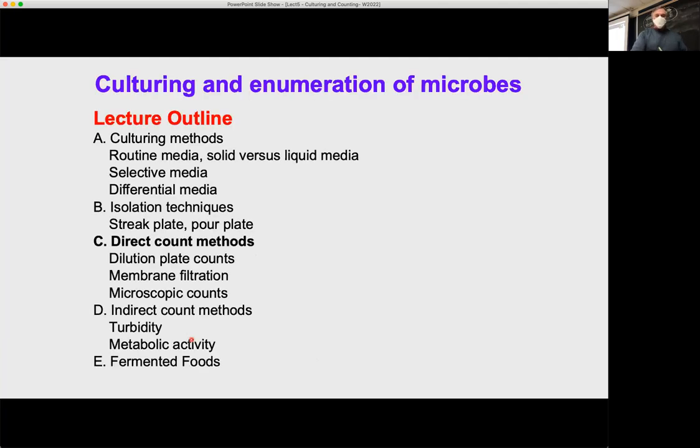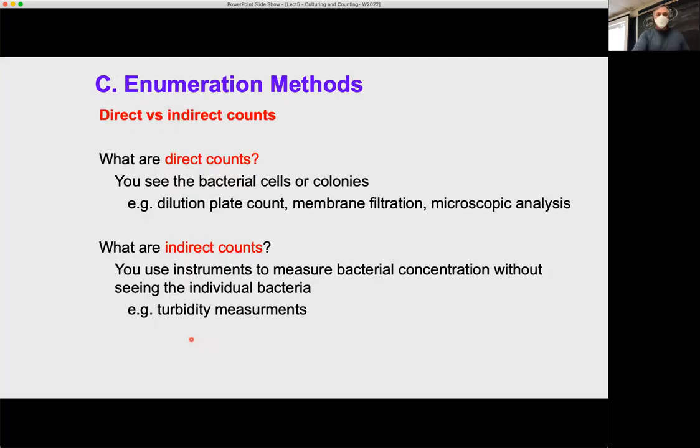Okay, so we have two more topics here. One, direct count, and second, indirect count. With direct count, you're counting individual microbes. You see the bacteria, you count the bacteria. This is done a couple of different ways. One is dilution plate count, another is membrane filtration.